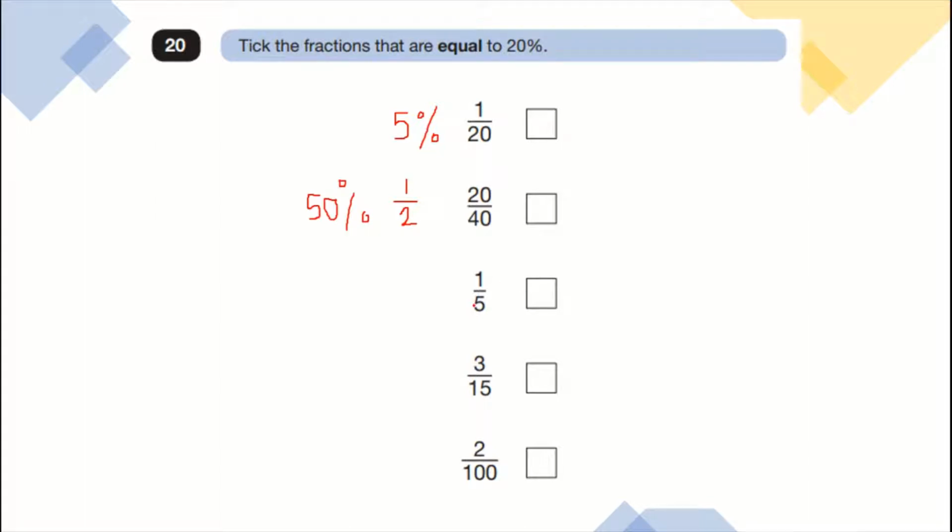1 over 5, well we know that's 20%. 3 over 15, if you don't know what this is, first simplify it. So if we divide both the bottom number and the top number by 3, we get 1 over 5, and that would be 20%. 2 over 100 is 2%. So here if we look, these two fractions equal 20%, so we can tick these.